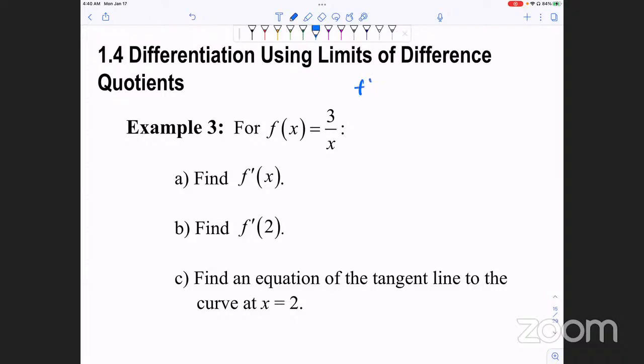So f prime of x is going to be the limit as h tends to 0. Now, if we plug in x plus h, so that's going to be the quantity 3 over x plus h minus 3 over x, all over h. It's going to be equal to the limit as h tends to 0. Let's make a common denominator. We can multiply top and bottom by x, and then here.